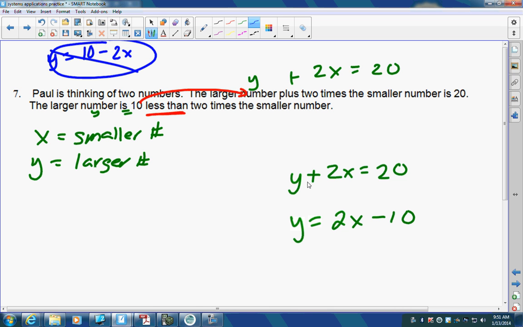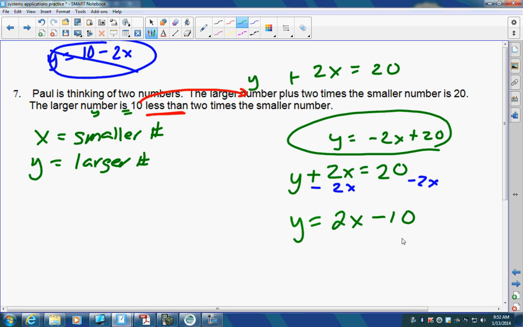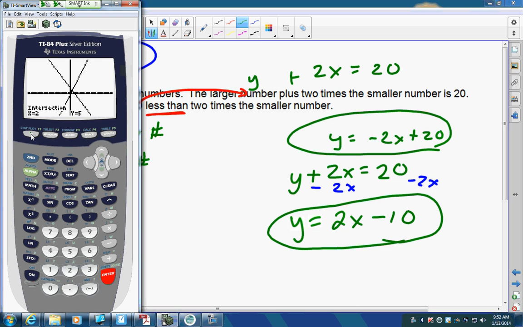Okay, so on this one, I'm going to subtract 2x from each side. I get y equals negative 2x plus 20. Really, if you guys can get them in y equals form, that's the easiest thing to do, because now we can just put it in the calculator. Go to y equals.